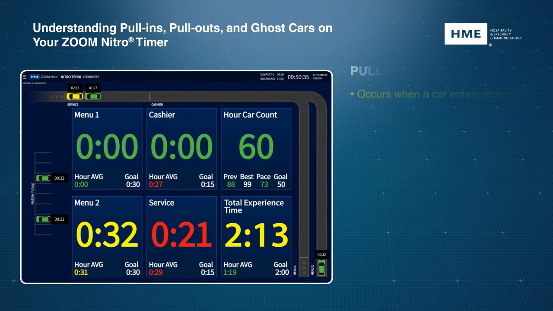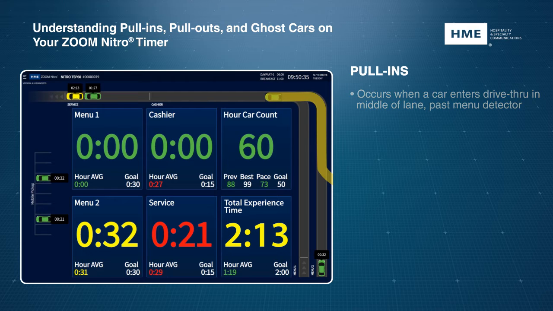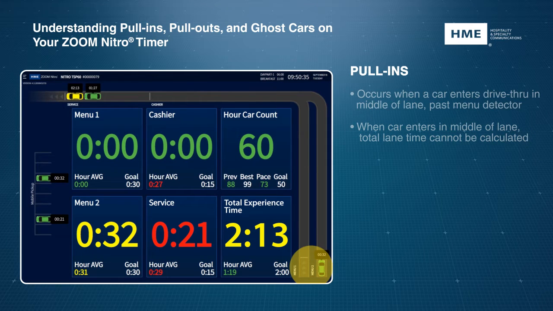A pull-in occurs when a car enters the drive-thru in the middle of a lane. This happens in open lanes when cars can enter the lane in an area past the menu detector. When a car enters in the middle of the lane, it is not detected by the first detection point, which prevents the Nitro Timer from tracking the total lane time for that car.